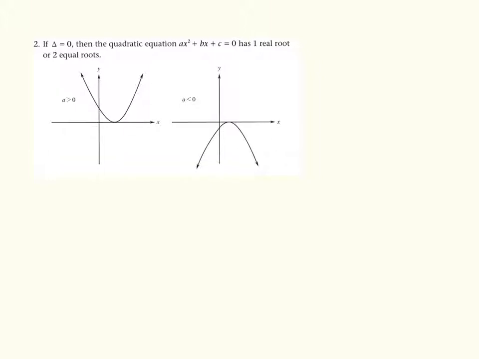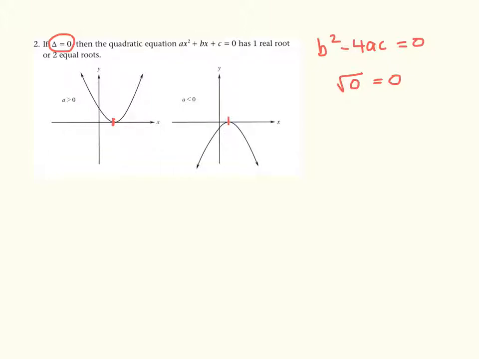Alright, so we looked before at what happens when the discriminant itself equals 0. Remember, the discriminant is b squared minus 4ac. So when that equals 0, we have the square root of 0, which is just equal to 0. What happens with that? Well, the quadratic equation has one real root, or some people say it has two equal roots. It doesn't matter. What does matter is that it just touches the x-axis.